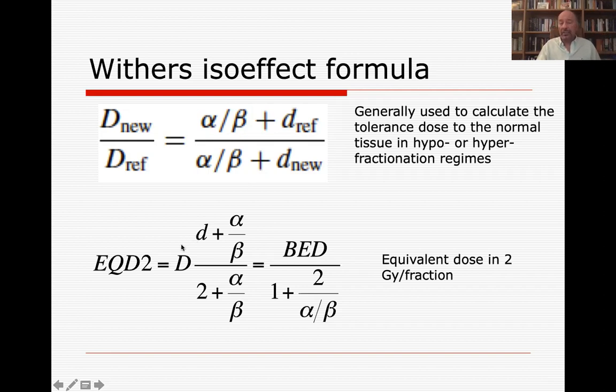And also very used, instead of the BED, sometimes people prefer to use the EQD2, equivalent dose in 2 gray per fraction, which essentially is the BED divided by the BED at 2 gray per fraction. So you see, d plus alpha-beta divided by 2 plus alpha-beta, so it's BED divided by 1 plus 2 divided by alpha-beta. This is a little bit more familiar because it gives you an equivalent dose in 2 gray per fraction.